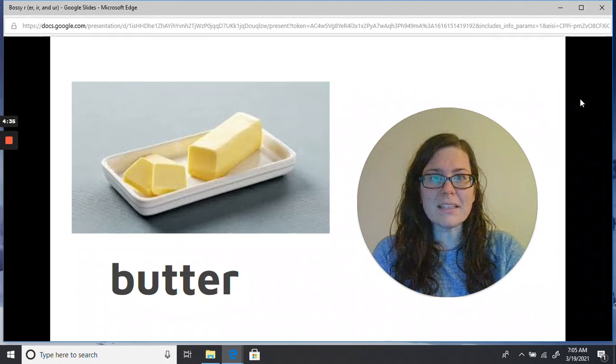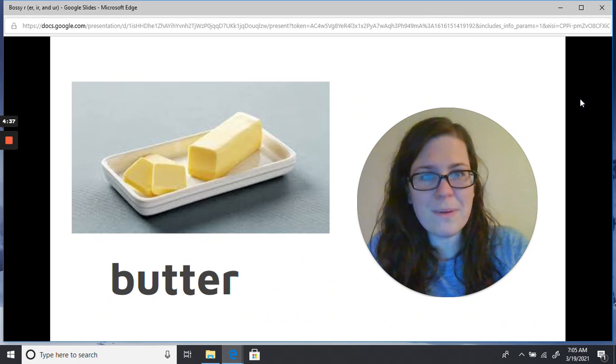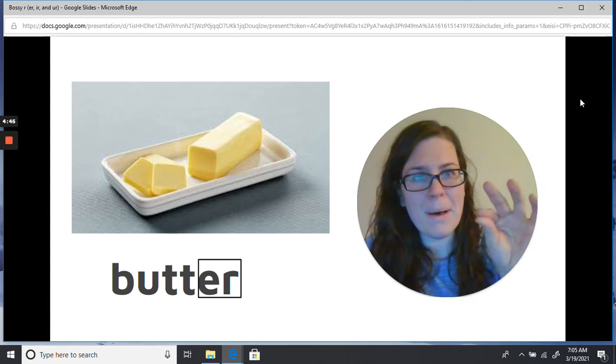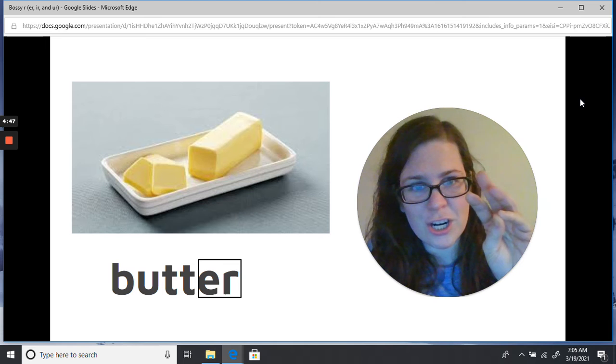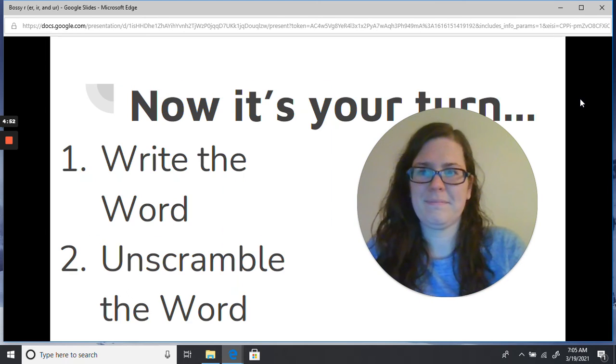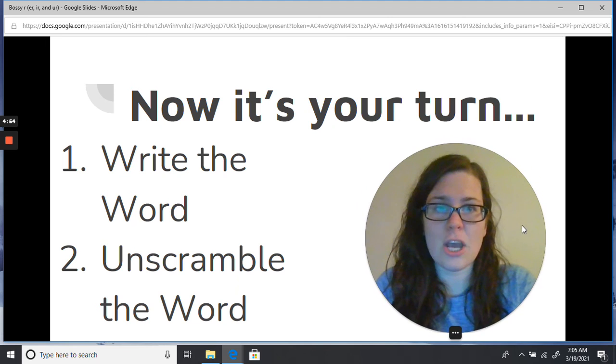That's some butter. Where do we see that controlled R vowel? At the end. Butter.